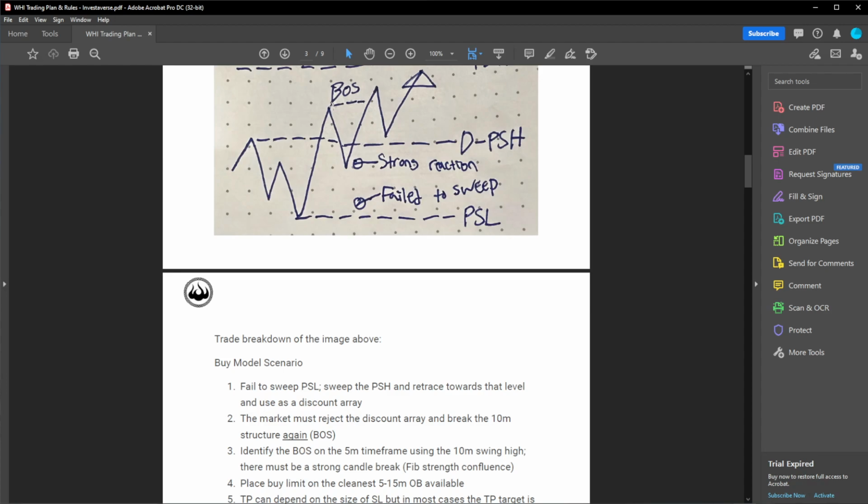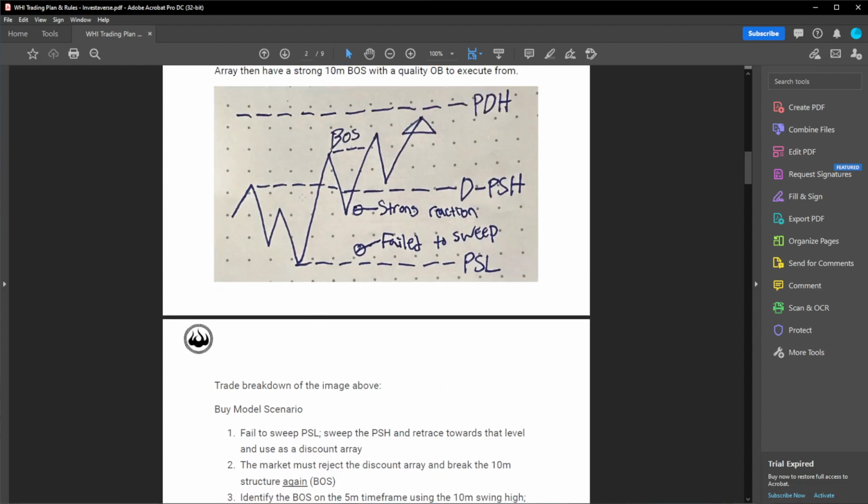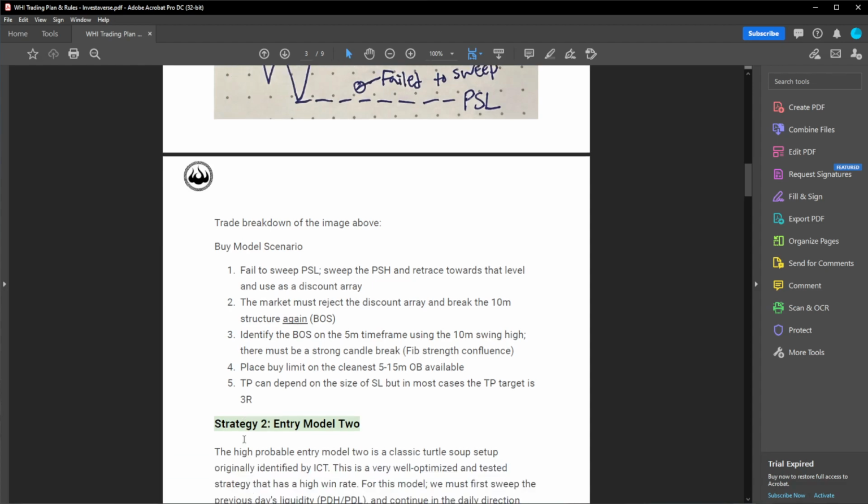And then we have a 10-minute break of structure, which once again we identify using the 5-minute time frame. There must be a strong candle body break, for which I use the fib strength tool as confluence. Then I can take my entry at this 5-minute order block towards the previous day high. Again, the take profit size can vary, but the average is 3R.